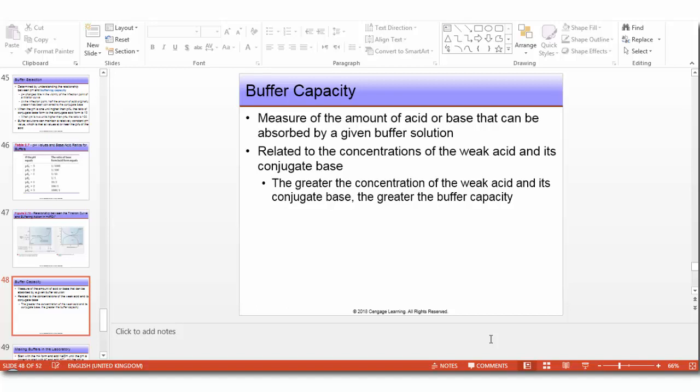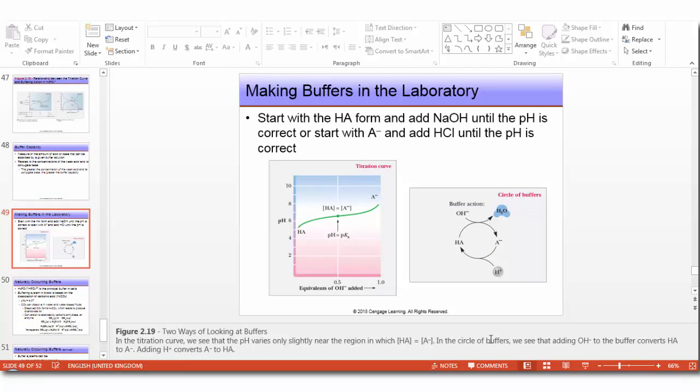Now let's look at this circle of buffers. The exact details of how to make a buffer in the lab are not required. Here I want to show you again the titration curve, and here we have the circle of buffers. Now if you have a buffer with two components, HA and A minus, when you add a small amount of strong acid like H plus, it is consumed by the A minus. So pH will decrease only a little.